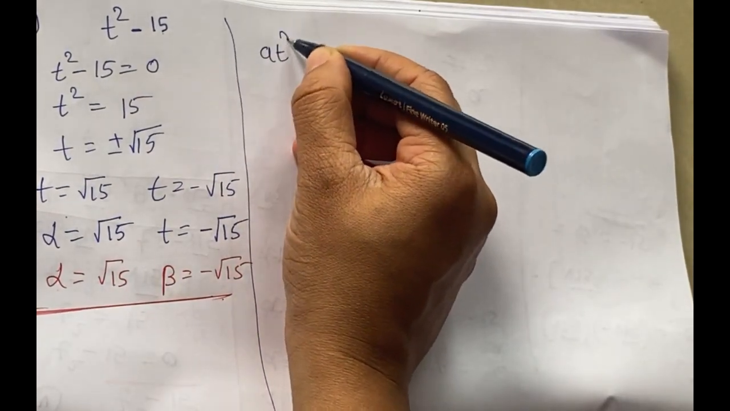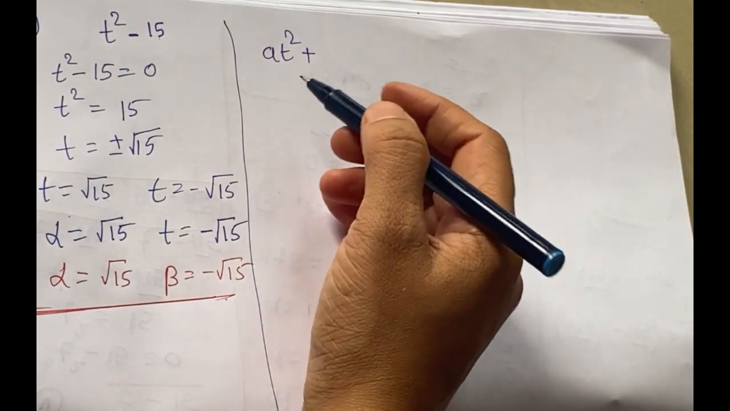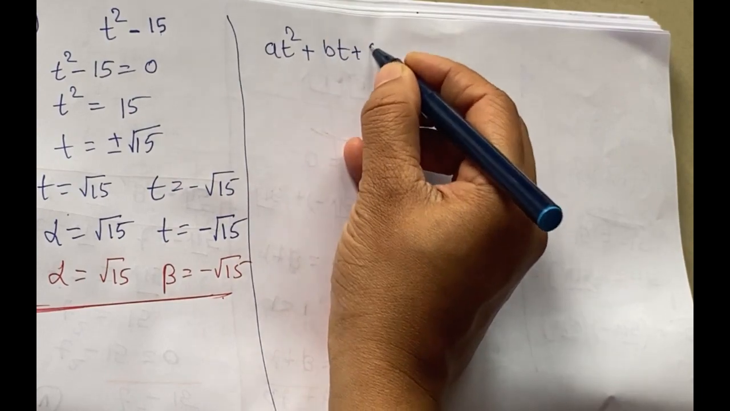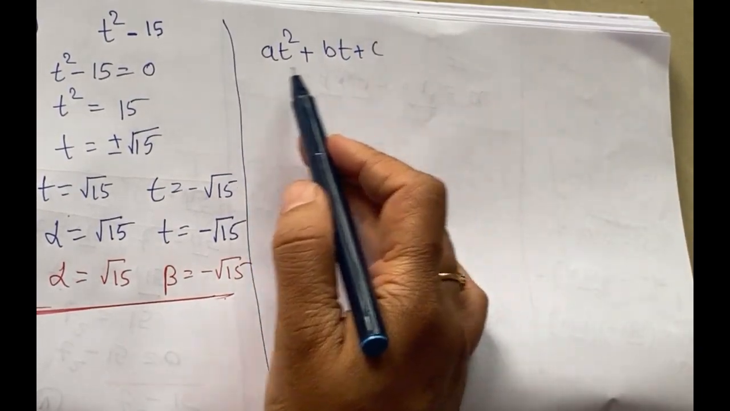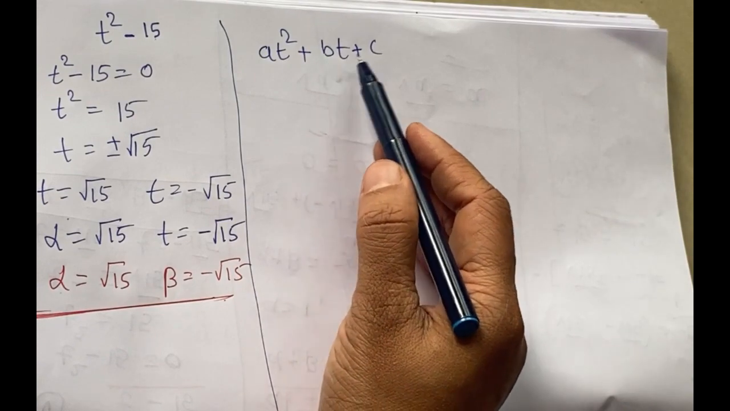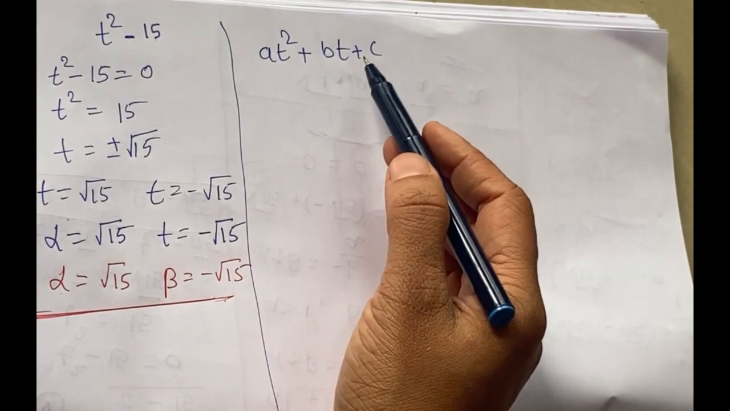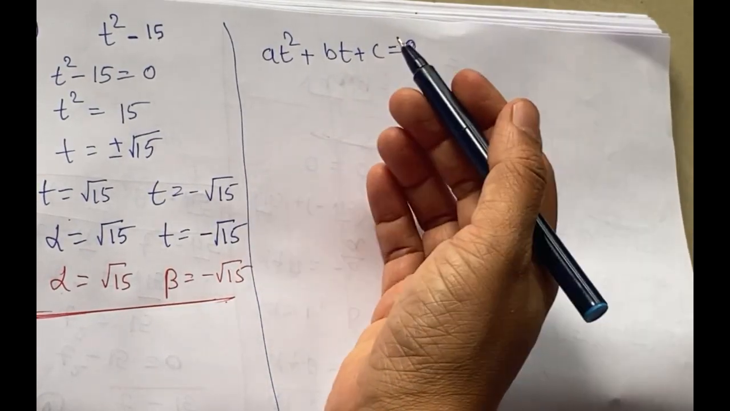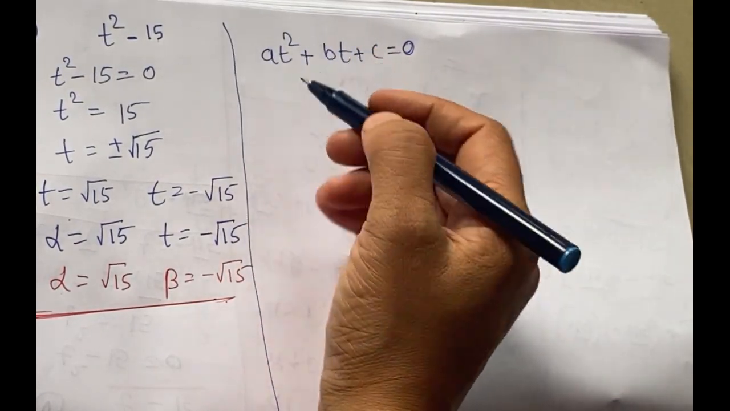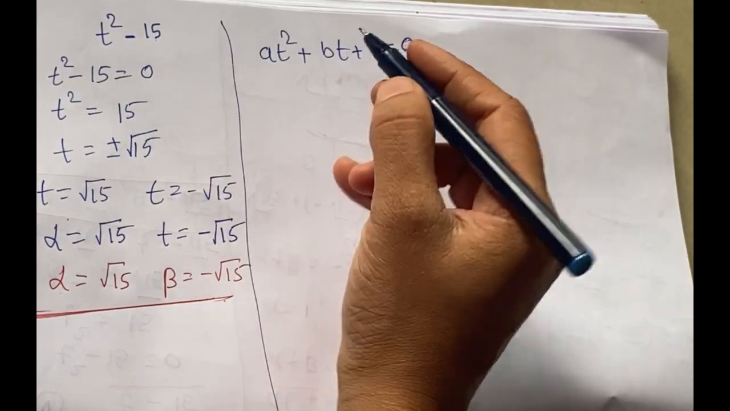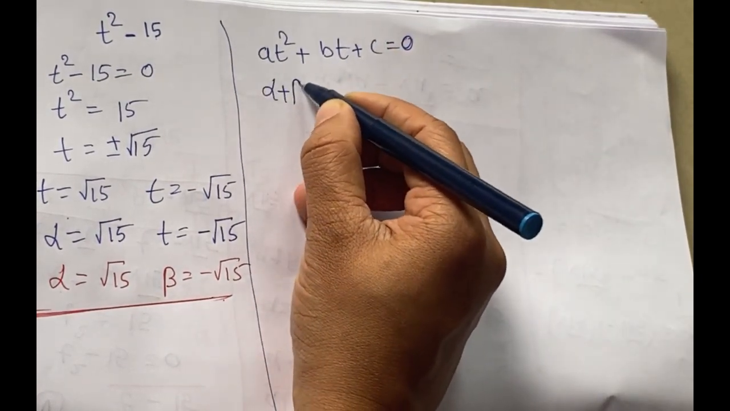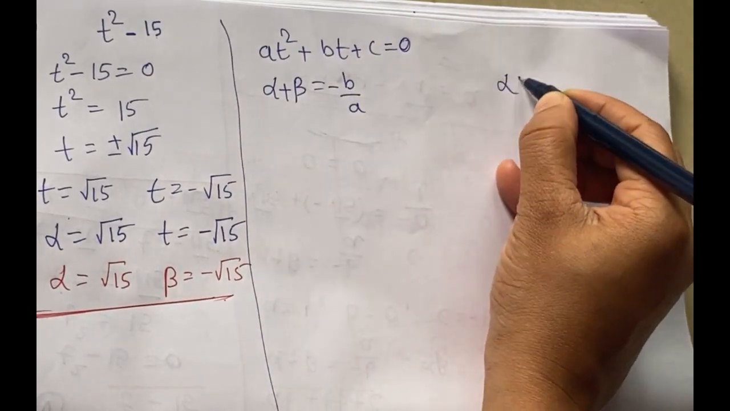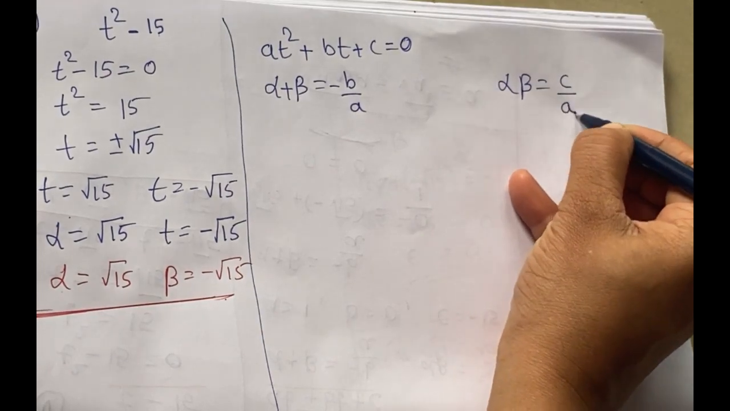A and B are the coefficients of t square and t, and C is the constant term. This is the polynomial. Suppose at square plus bt plus c is the polynomial, then I will write this one is 0. Then alpha and beta are the zeros of this polynomial at square plus bt plus c. Then the relationship between alpha and beta is alpha plus beta is minus b by a, and the product alpha into beta is c by a.